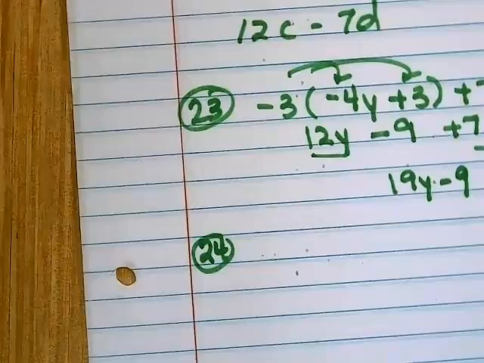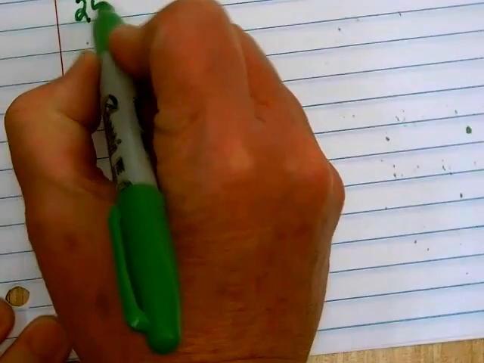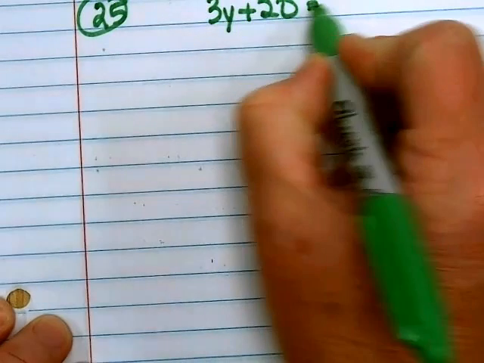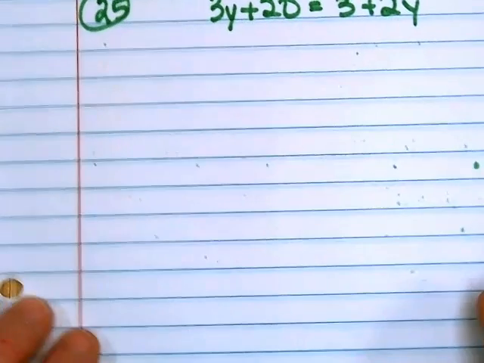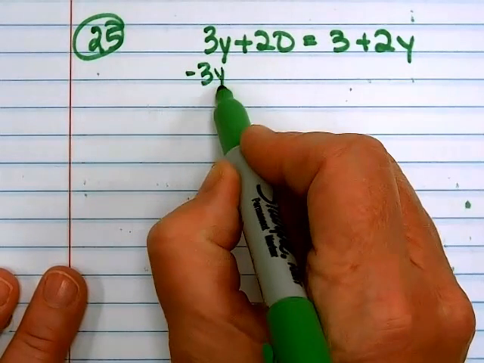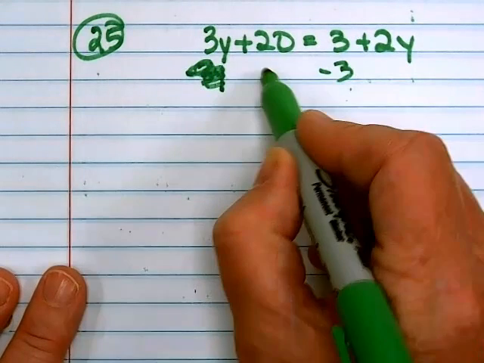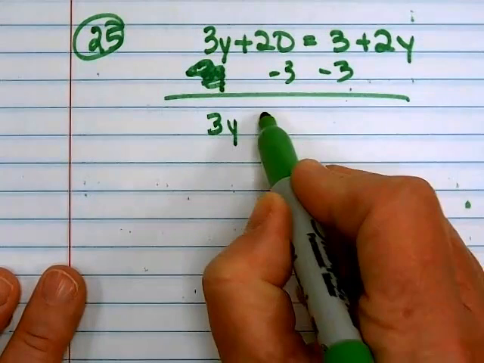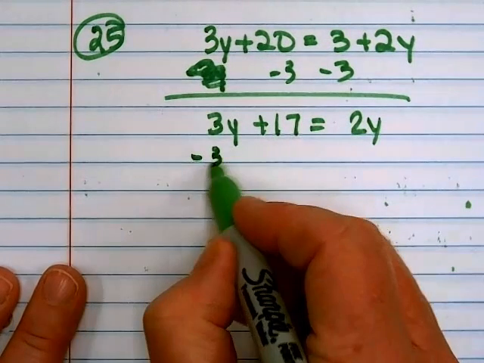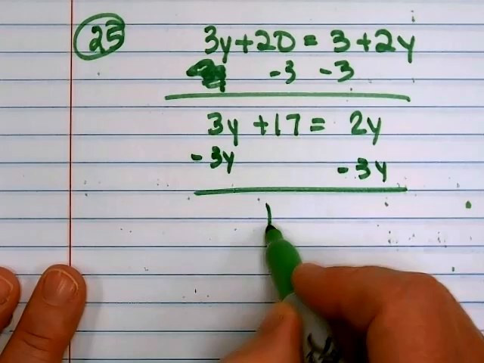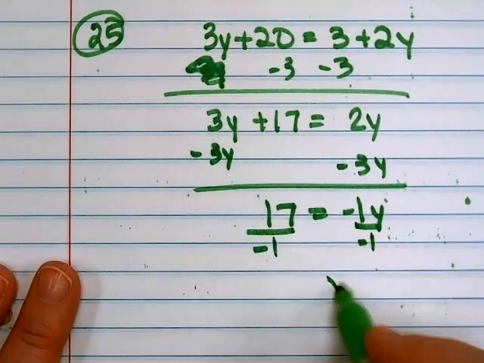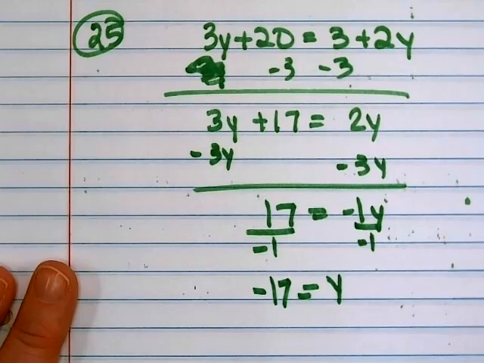Okay, 25. Solve the equation. 3y plus 20 equals 3 plus 2y. What's your first step here? Oh, you subtracted 3. Okay. So you got 3y plus 17 is 2y. Okay, good. And then divide by negative 17.